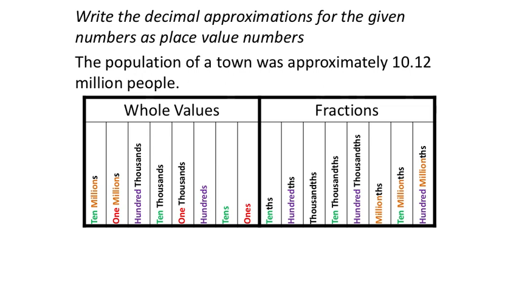All right, write the decimal approximations for the given numbers as place value numbers. Okay. So what they've done is they've given us a number that is not in what we can call standard form, just the regular way that we write a number. It says that the population of a town was approximately 10.12 million people. That's 10 and 12 hundredths of million people. That doesn't seem right. We'll just say 10.12 million people.